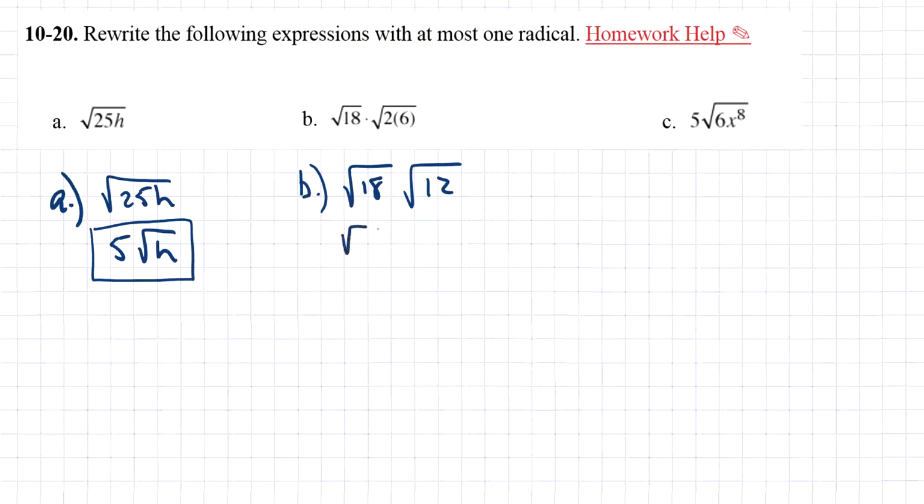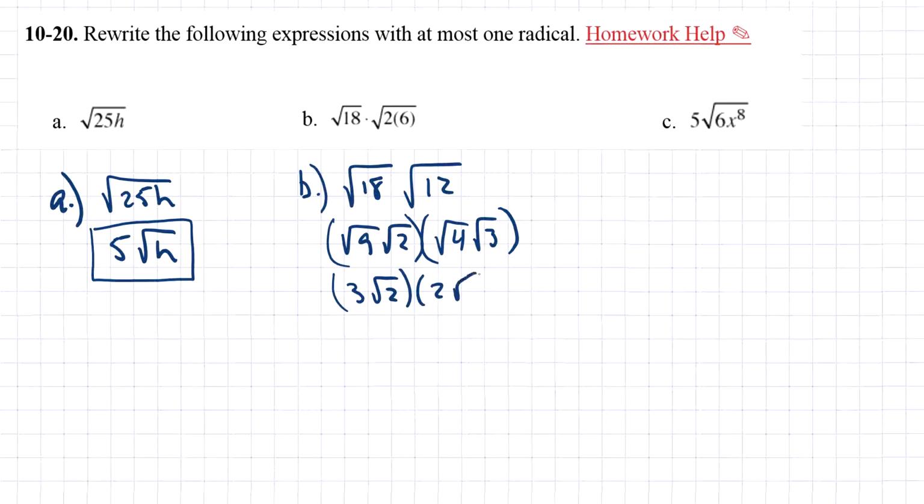So 18 is the square root of 9 times the square root of 2, and 12 is the square root of 4 times the square root of 3. And so this is 3 root 2, and then this is going to be 2 root 3. And so then 3 times 2 is 6, and then root 2 times root 3 is root 6. And so that's the answer I get.